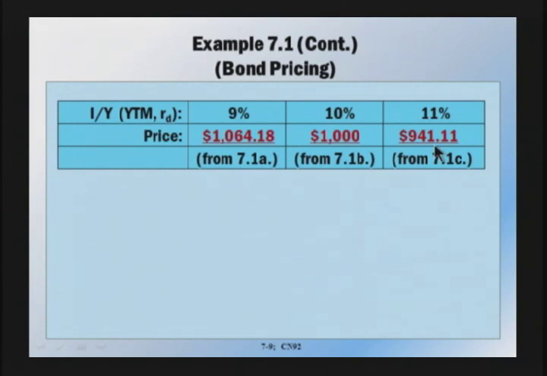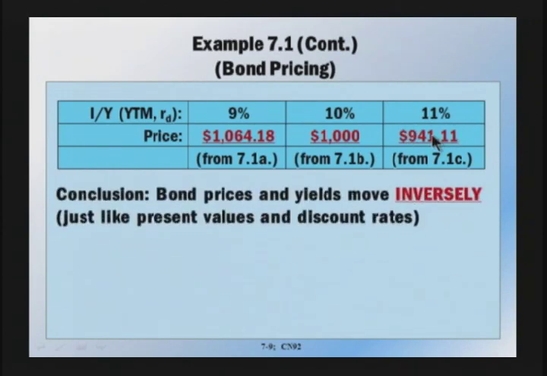A bond is an ordinary annuity and a lump sum future value. So when I discount the cash flows at a higher rate of return, the present values go down, the bond price is lower. So we see the bond prices and yields are inversely related to one another. When we discount at a higher rate, the bond's value would be lower, everything else equal.